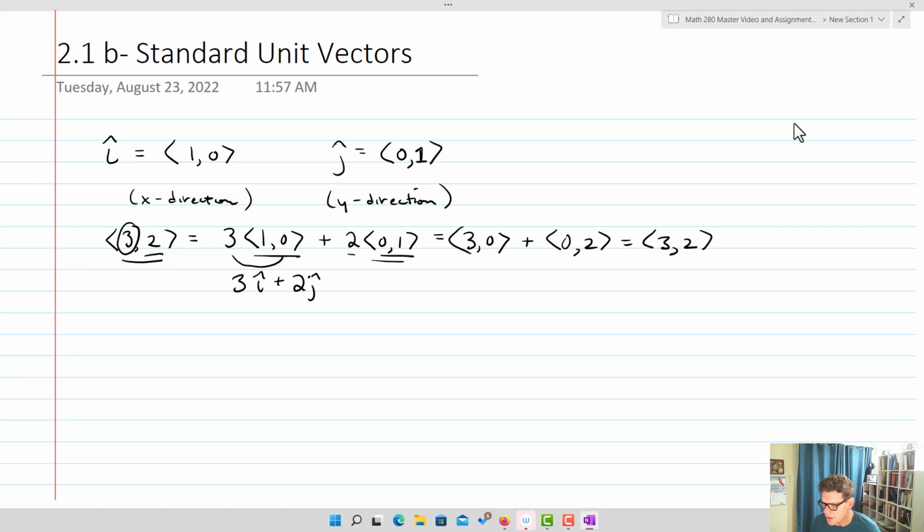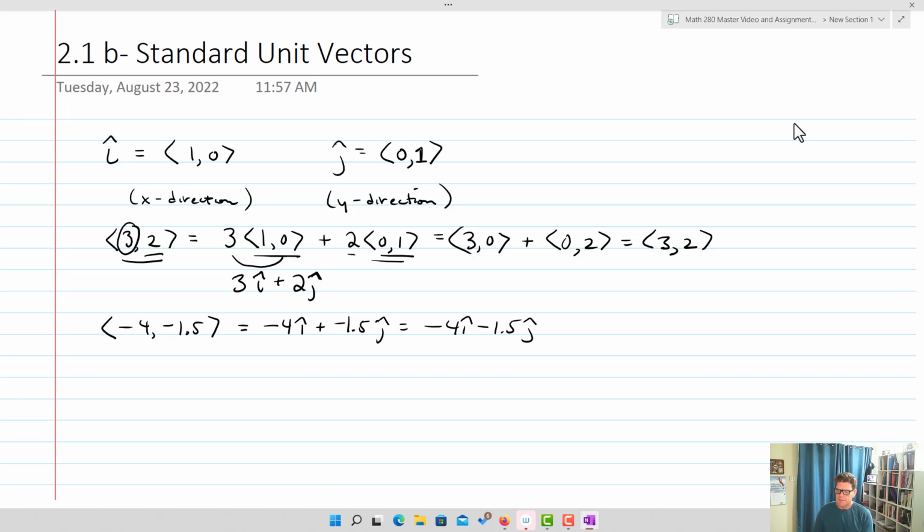Okay, 3i plus 2j. And you'll notice how I've got a little hat over the i and a hat over the j. That's how we notate these. Hat over the i, hat over the j. Okay, so we'll try it one more time. Let's take negative 4, negative 1.5. So this ends up being negative 4i plus negative 1.5j. Or we can just write this as negative 4i minus 1.5j, and that's an equivalent vector.